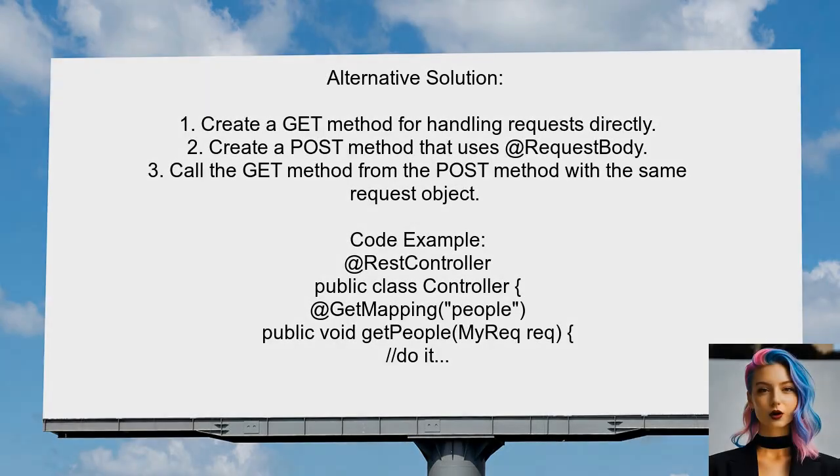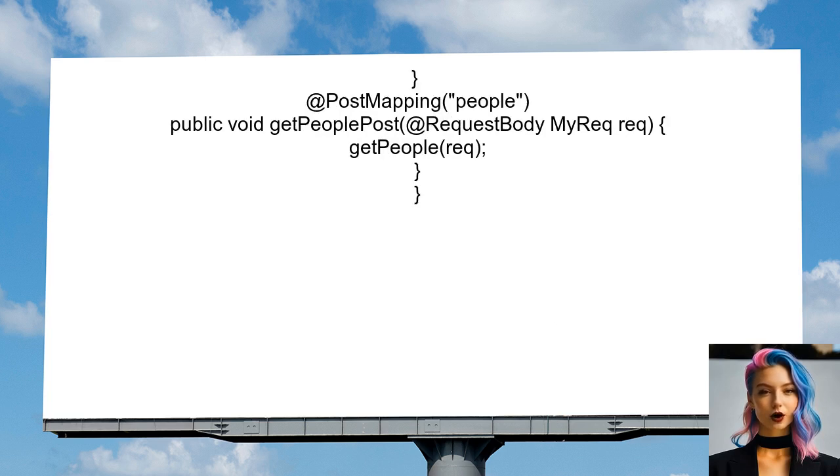An alternative approach shared by another user involves separating the GET and POST methods. They suggest creating a GET method that accepts the request object directly, while the POST method uses the @RequestBody annotation. The POST method then calls the GET method, passing the same request object.